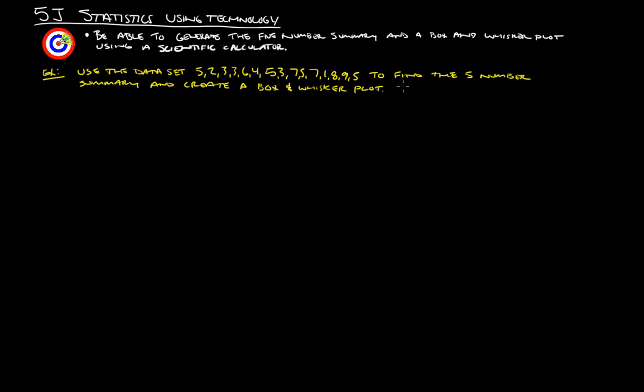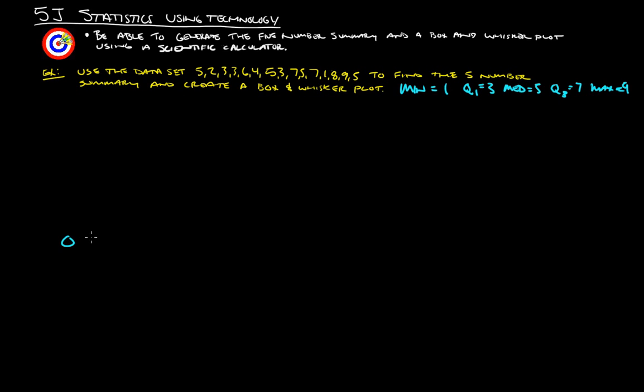Okay, so let's write that down for this one. We've got minimum, was it 1? Well, we can look up here. Yep, there it is, 1. And then quartile 1 was 3. The median was 5, quartile 3 is 7, and the max was 9. Okay, so that's the data for this one. It says to create a box and whisker plot, so let's go ahead and do that.